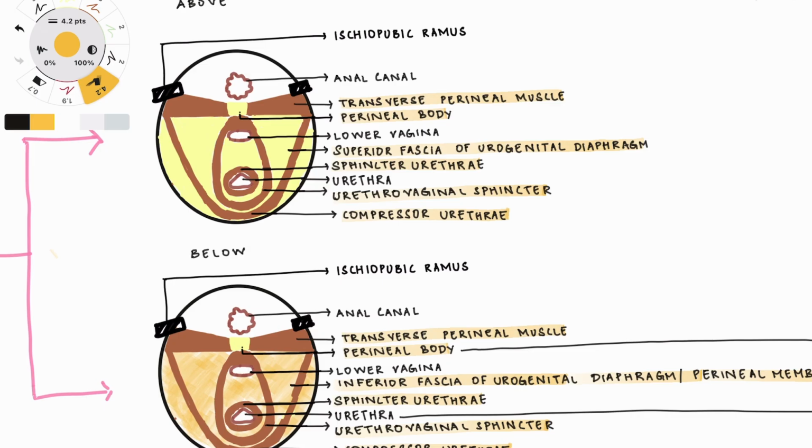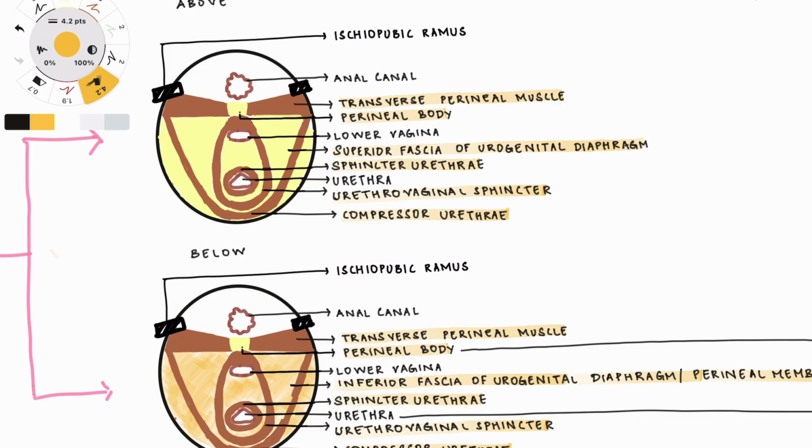The third muscle is the urethrovaginal sphincter, which originates from the perineal body, encircles the lower vagina and the urethra, and joins at the perineal body. The fourth and the final muscle is the compressor urethrae, which originates from the ischiopubic ramus, forms a sling at the anterior aspect of the urethra, and joins to the ischiopubic ramus on the opposite side. With this, the four muscular components of the urogenital diaphragm are explained.